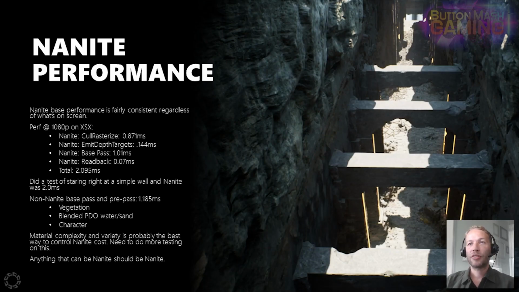Nanite performance. Nanite base performance is fairly consistent regardless of what's on screen. Perf at 1080p on Xbox Series X is a bit over 2 milliseconds. I did a test where I was looking down the hallway of Alpha Point, and that was 2.095 milliseconds. Then I went and stared at a wall, and that was 2 milliseconds. The cost is very consistent, and really we like consistent. Consistent is good. It really helps us with budgeting.